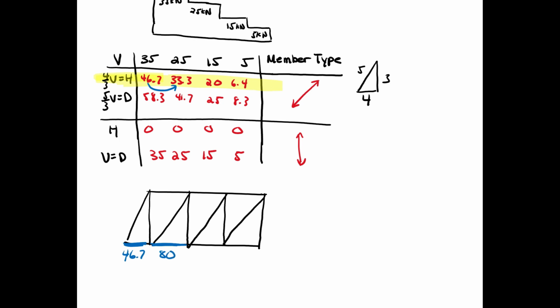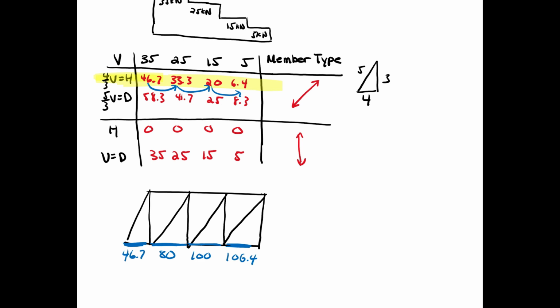So we're going to keep that value at 80, and then we're going to move over to our next chord and add 20. Once we do that, we get 100. And then we're going to move over to our last chord here. We're going to keep our value of 100, add 6.4, so it's going to be 106.4.